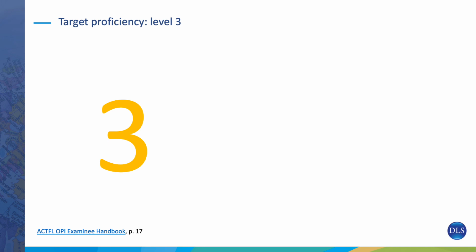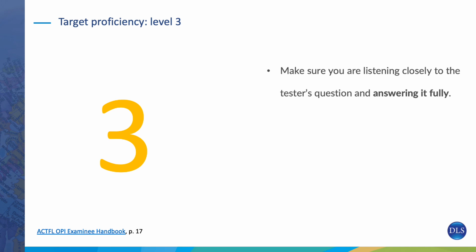Now, if your target proficiency is level three, then it's particularly important to make sure that you are listening closely to the tester's questions and answering them fully. So, as we've said several times, the tester is looking to see if you can complete the specific level three functions. So, for example, if the tester asks your opinion about a current event and you respond with facts, that's not completing the function because you're giving factual information, and that's a level two function.